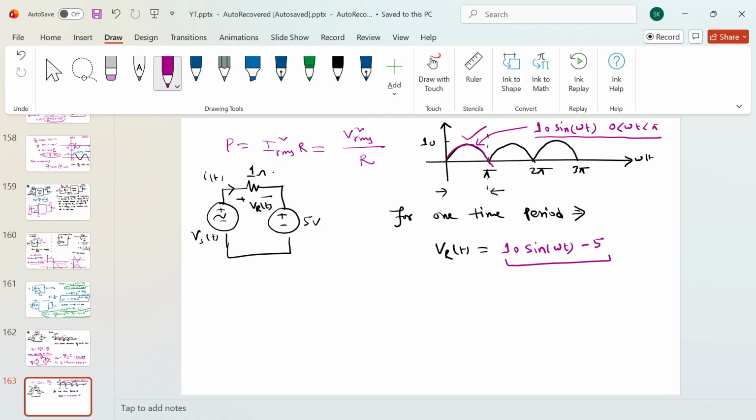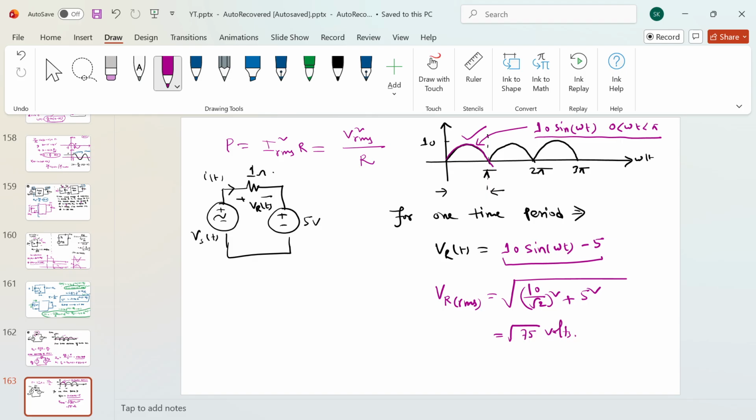Now I need to find the RMS value of this particular quantity. This quantity is periodic, and this nature will also come in the second cycle, third cycle, like that. And what is the RMS value of this waveform? The RMS value is the square root of the sum of the squares of the individual quantities: 10 by root 2 whole square plus 5 square. So this is the RMS value. If you calculate 10 by root 2 whole square plus 5 square, you get root 75.